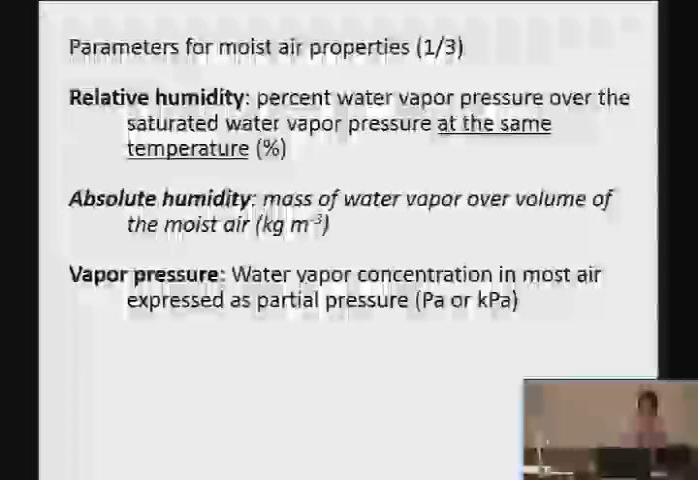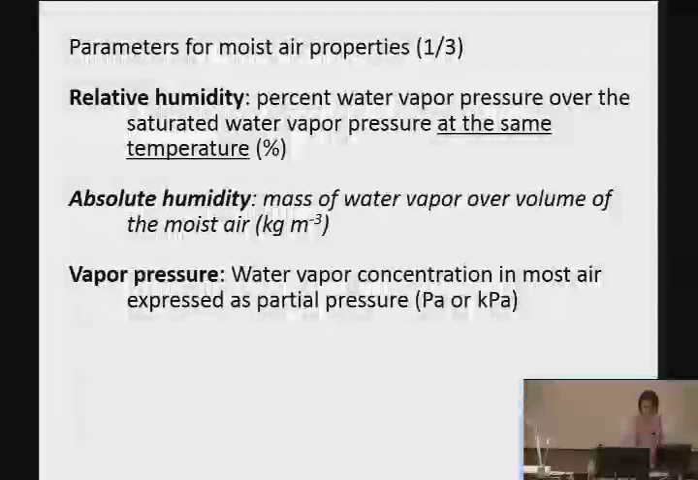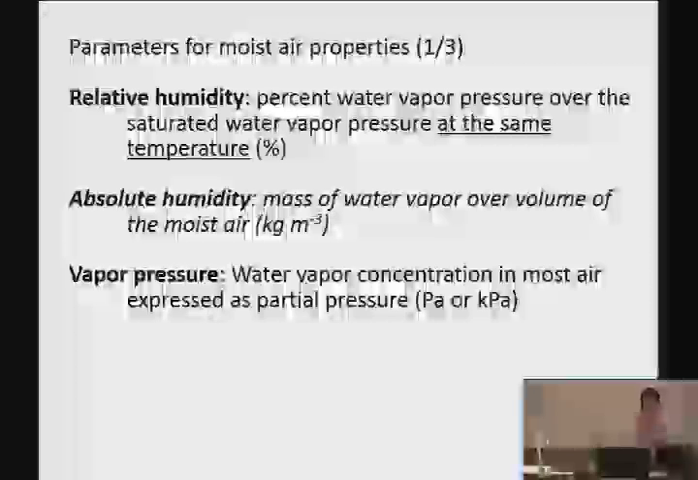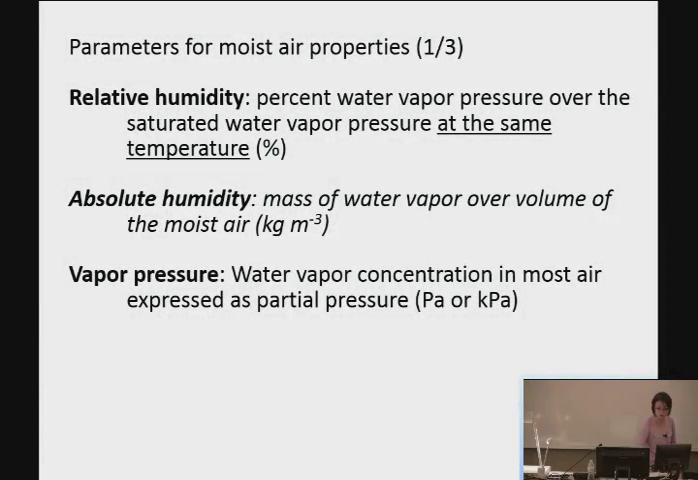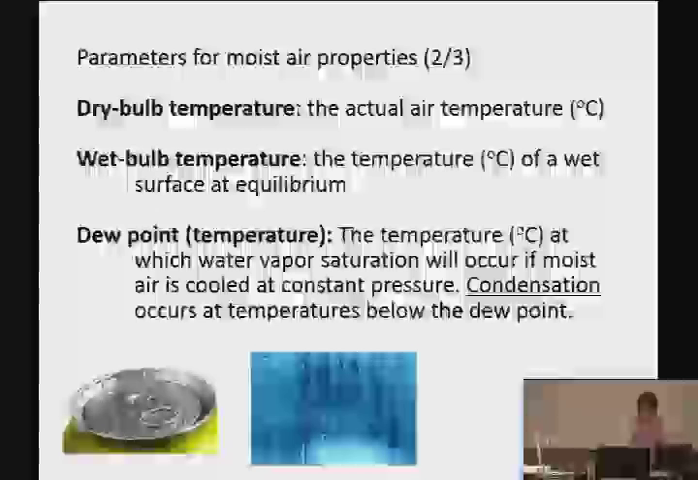So, any question? Right. So vapor pressure is the water vapor concentration in moist air expressed as partial pressure. I already mentioned that. The unit is used in scientific writing, and nowadays, particularly in European or Asian controllers, we use Pascal for the vapor pressure concentration.